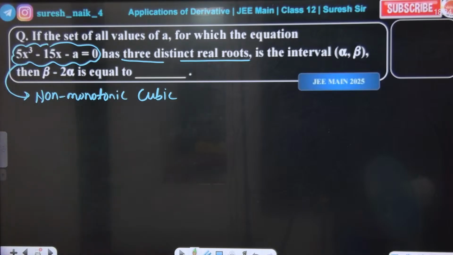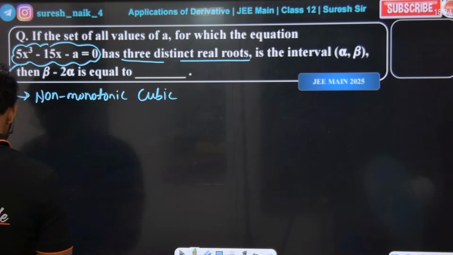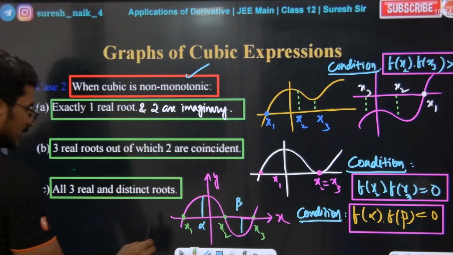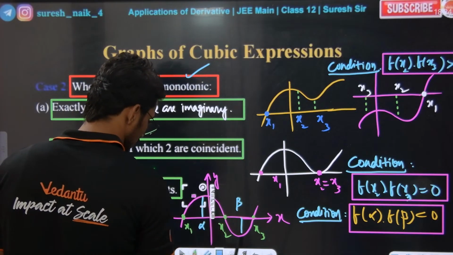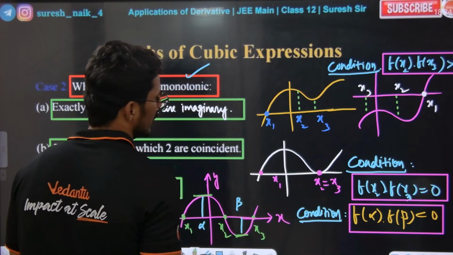First you need to understand the given cubic, x cube, 5x cube minus this, right? So what condition did Suresh sir say? We need to find the critical points first. What are the critical points? Wherever the slope becomes 0, they are the critical points. Is that clear? Here the slope is 0 at alpha, and the slope is 0 at beta. So I took that.